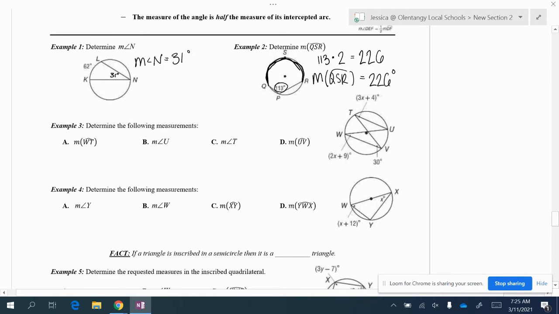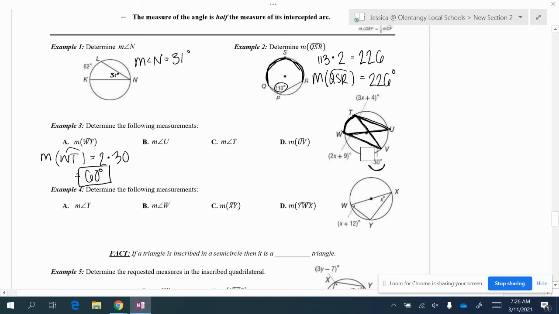Example 3, determine the following measurements. So the measure of arc WT, let's look at this. WT is right here. Always try to find the inscribed angle it is made up of. So if I look, here's a chord right here. So it's made up of this inscribed angle. It's also made up of this inscribed angle right here. But I know that this inscribed angle is 30 degrees. And the arc is always bigger than the angle. So the measure of arc WT is 2 times 30, or 60 degrees.